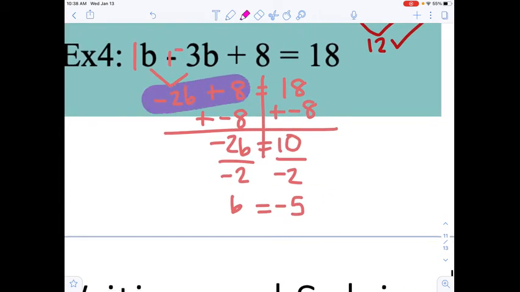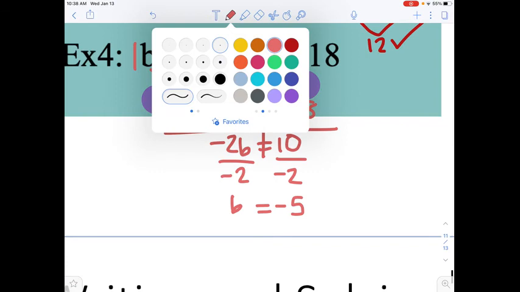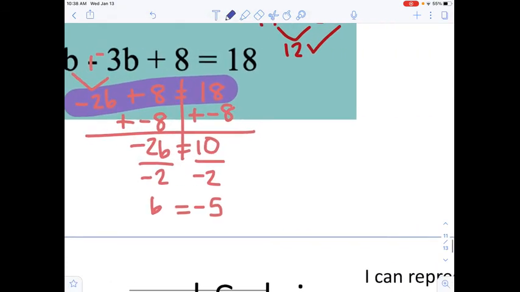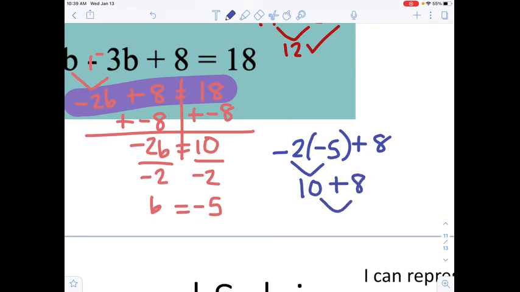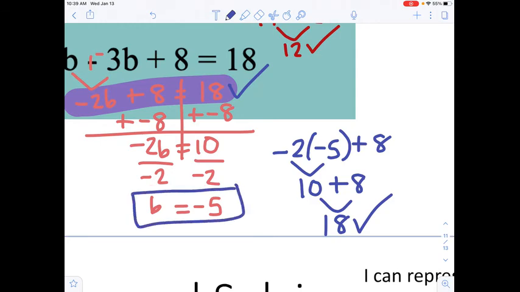And now I can plug it into this shortened equation. So I'm going to plug in -5 for b. So -2 times -5 plus 8. -2 times -5 is +10, plus 8 is 18. And hey, guess what? That's what we were going for. So our answer of -5 is correct.